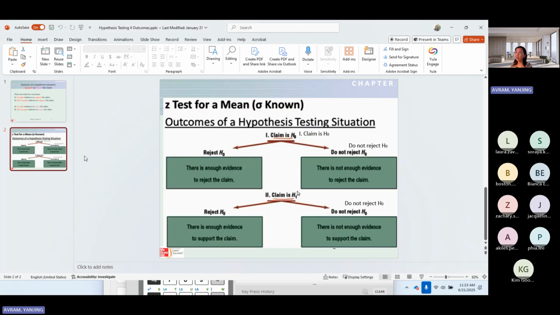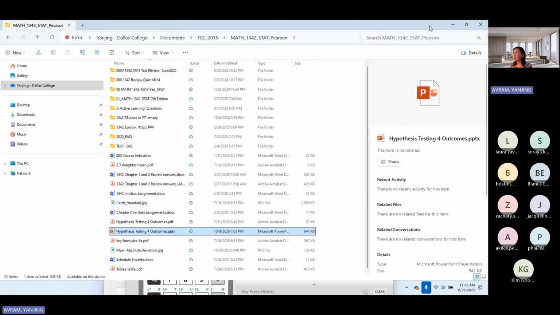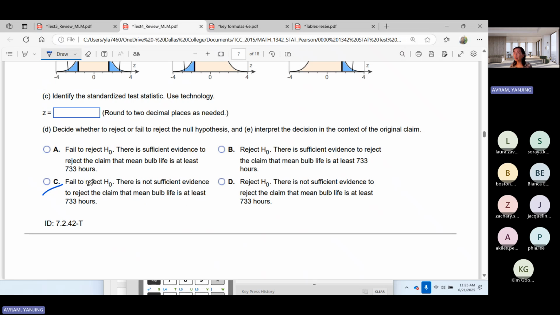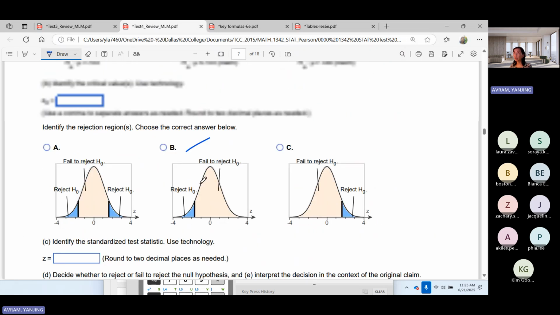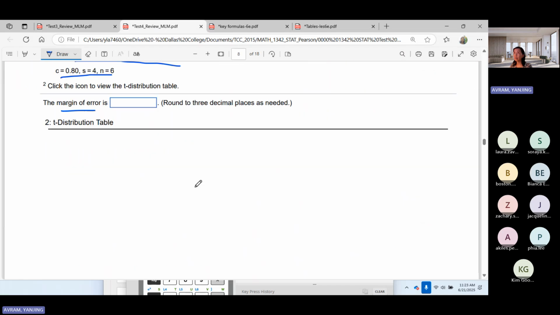All right, so I'll post this page on the link. Put it in the module in here. So if you do not know how to make a conclusion, refer to this page of the table. That's what I'm trying to say in here.